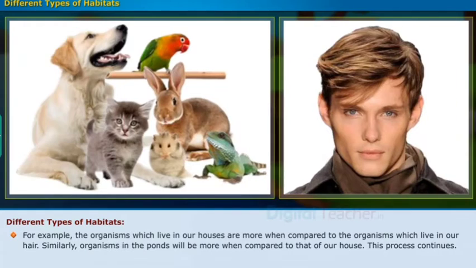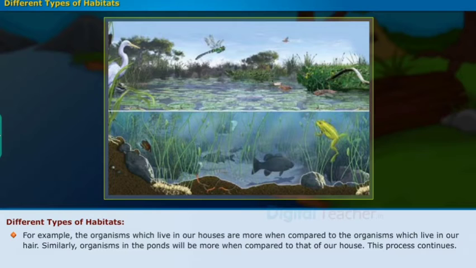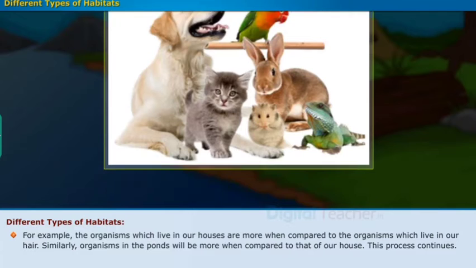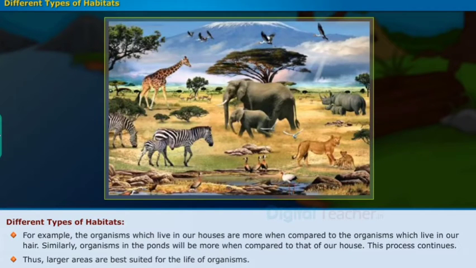For example, the organisms which live in our houses are more when compared to the organisms which live in our hair. Similarly, organisms in the ponds will be more when compared to that of our house. This process continues. Thus, larger areas are best suited for the life of organisms. First, let us learn about the pond habitat.